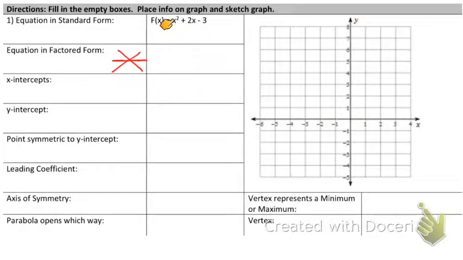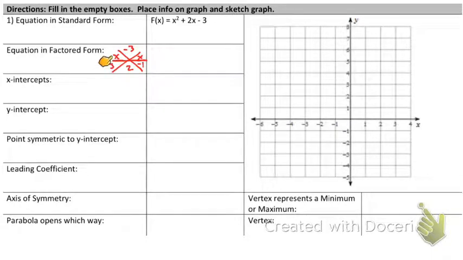This is a times c, so 1 times -3, that goes on top. My b value is 2, that goes on bottom. And then we split apart the x. What multiplies to -3 and adds up to positive 2? And the answer is going to be 3 and -1.